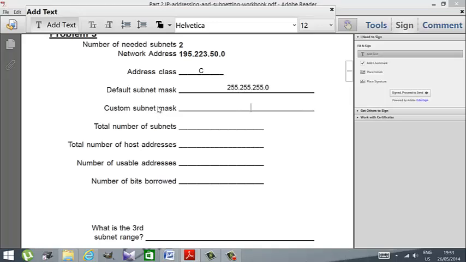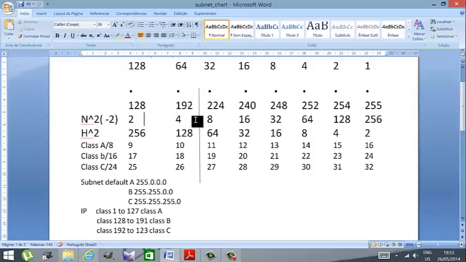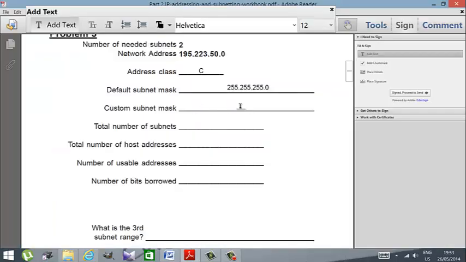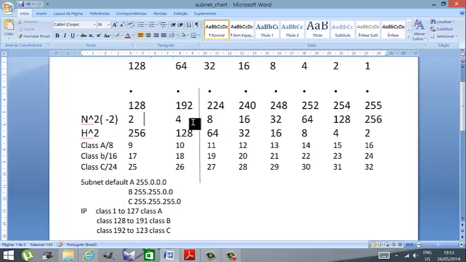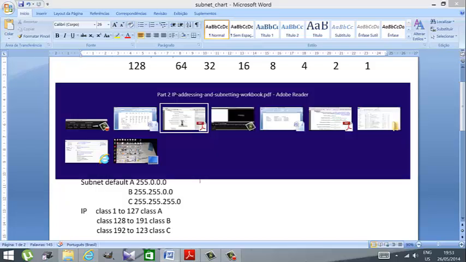So, custom subnet mask. Over here on the third line we have 128, and 128 plus 64 is 192. So our custom subnet mask will be 255.255.255.192. What's the total number of subnets? As we saw before, 4 subnets.